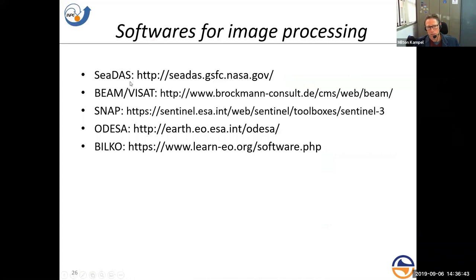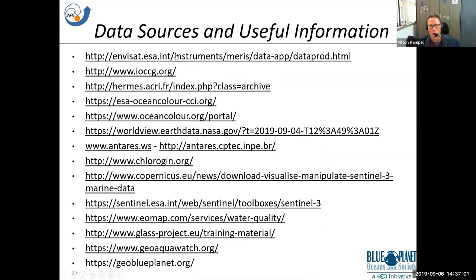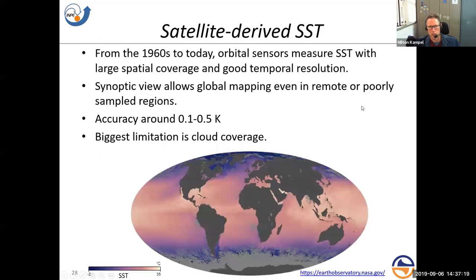But there are other software packages such as BEAM and SNAP from ESA and Copernicus, ODESA, BILCO, and a few other ones. And in truth, SeaDAS and SNAP, also BEAM, are talking very much together. So there is a convergence for this, and it's very useful for the community. And here you have a list of other data sources and useful information related, let's say, to chlorophyll concentration or ocean color, from ESA and also from private companies, and GEO BON, GEO Blue Planet and GEO AquaWatch. So I suggest you take a look at this.